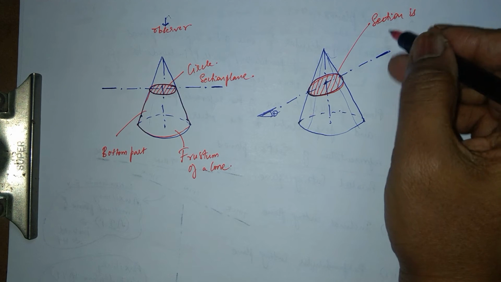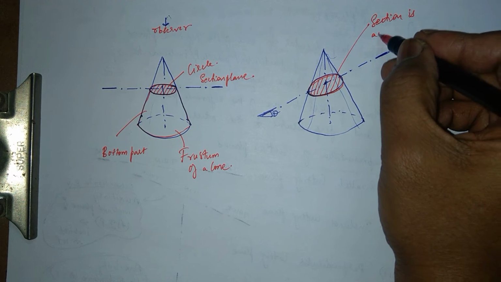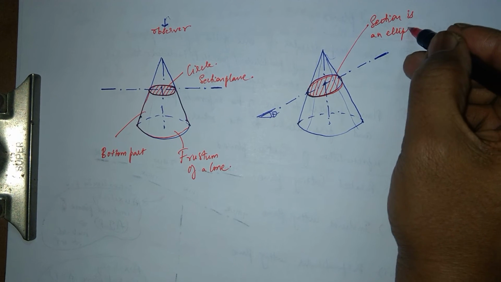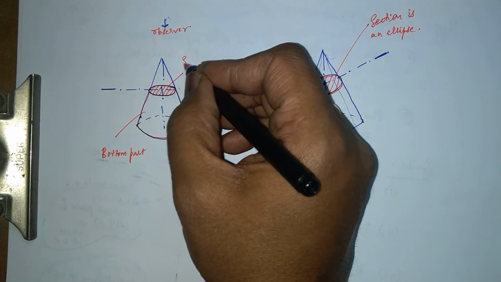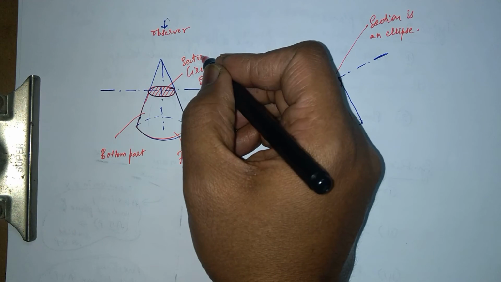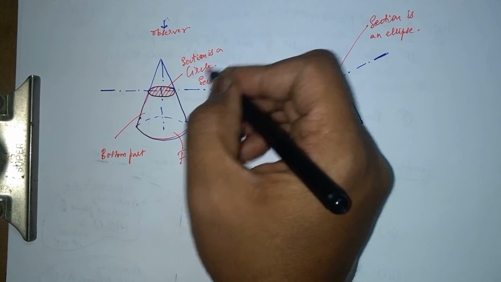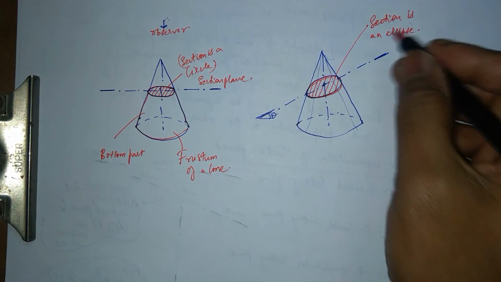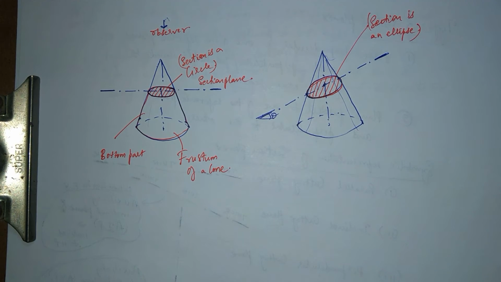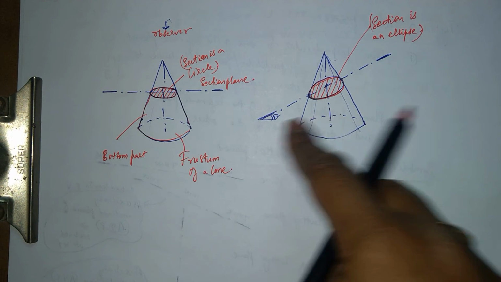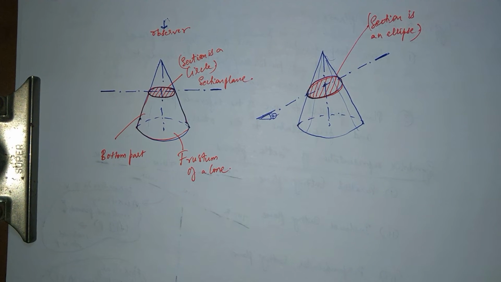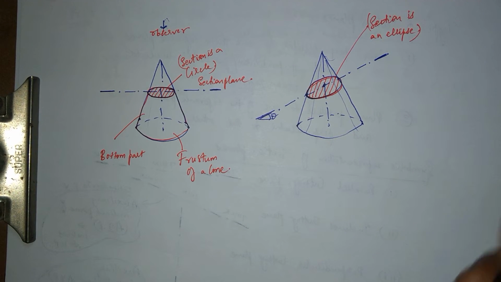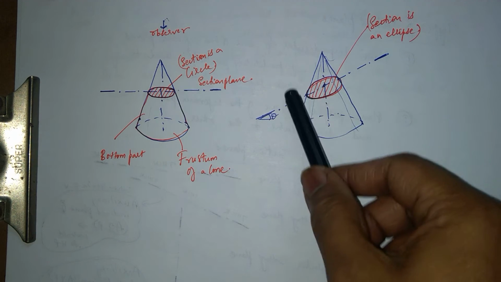Here it's an ellipse, all right. Here the section is basically a circle. Here it's a circle. Here it's an ellipse. All right. So depending on the angle at which you cut the solid at various points, your view would change. Here you are able to see an ellipse.